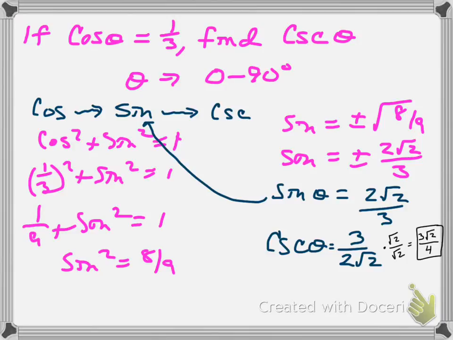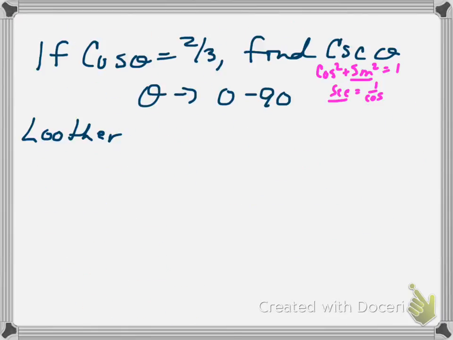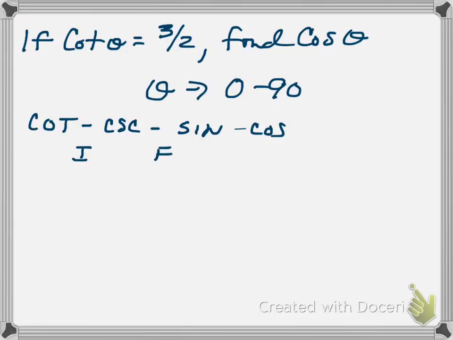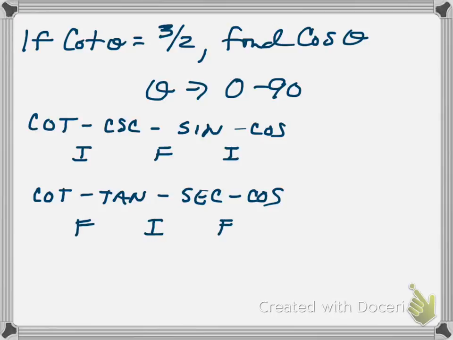Now, let me show you something that I've put on the Courtney Pierce for you. So we've been given the cotangent, and we want to find the cosine. So if you look at the circle on your Courtney Pierce and start at the cotangent, you will see there are 2 paths to get from cotangent to cosine. You can either go cotangent, cosecant, sine, cosine. And that would be identity, flip, identity. Or if you go the other way around the circle, it would be cotangent, tangent, secant, cosine. And that is flip, identity, flip.